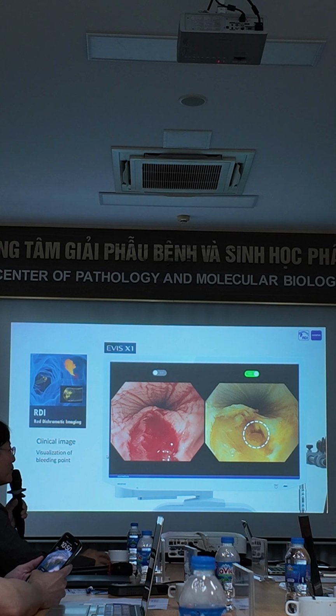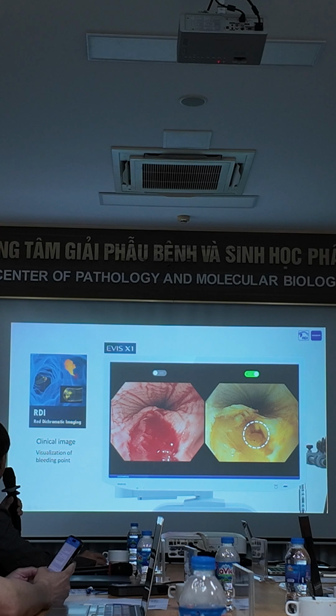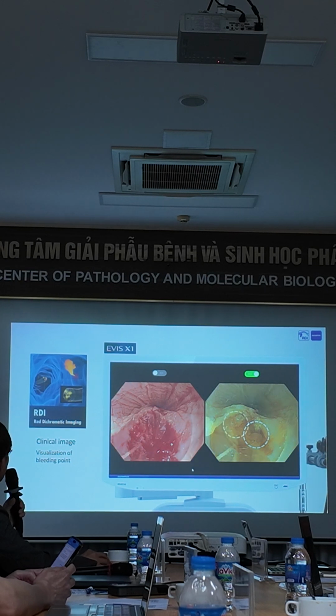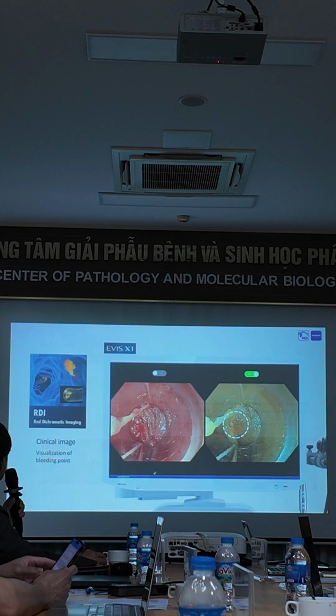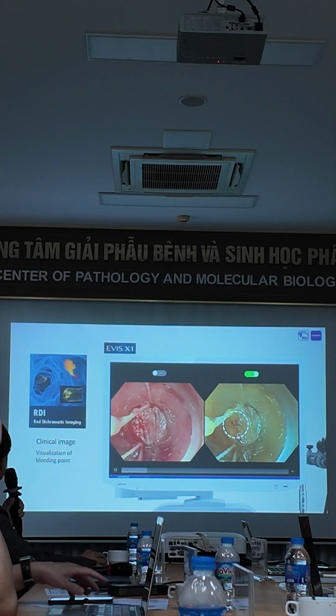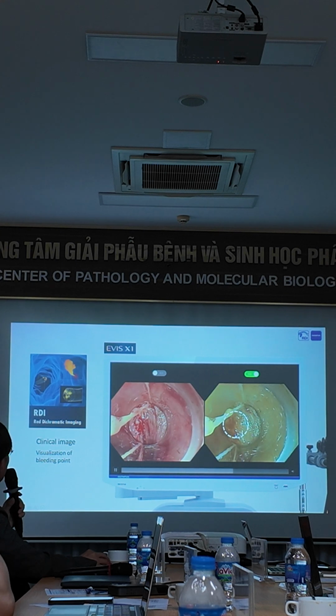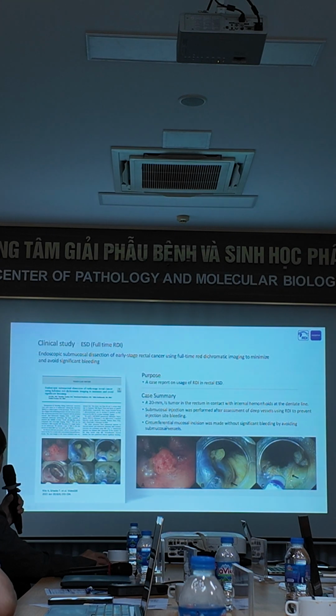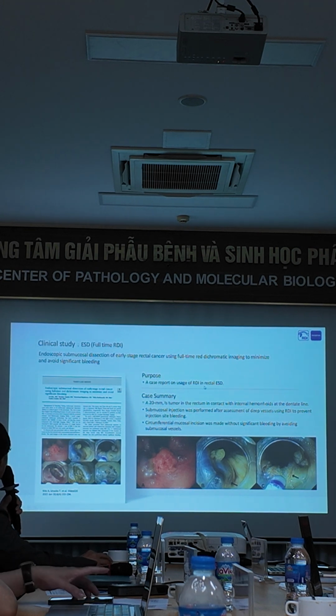The most current version of the Olympus endoscope has a function called red dichromatic imaging (RDI). In this RDI image, the bleeding point can be visualized more clearly as a yellow color, and yes, this short video clip shows clearer visualization of the bleeding point compared to the white light image. So this is a case report on the usage of RDI in rectal ESD.